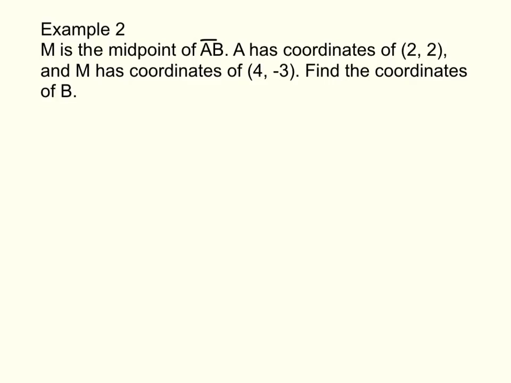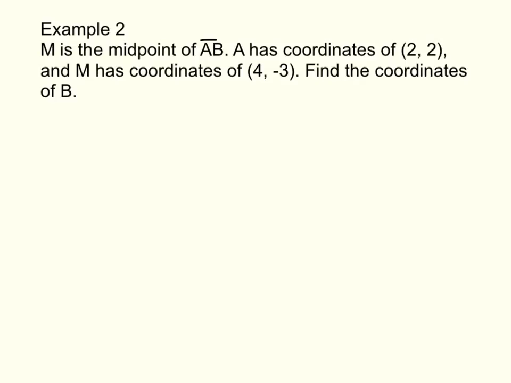M is the midpoint of segment AB. A has the coordinates (2, 2), and M has the coordinates (4, -3). Find the coordinates of B. You'll notice in this problem, they actually give you the midpoint and an endpoint, A. What they want you to do is find the other endpoint, which is B. So we're going to use the midpoint formula.